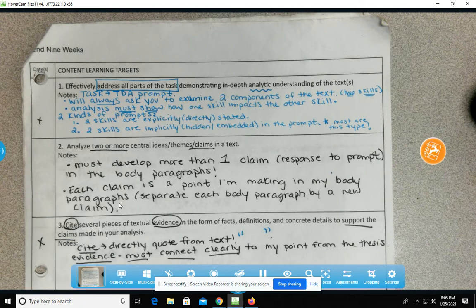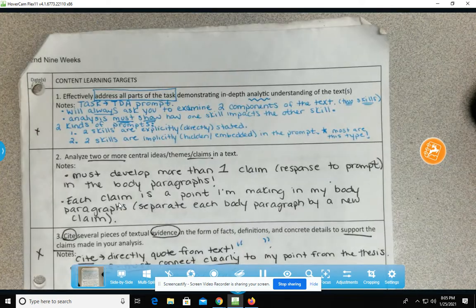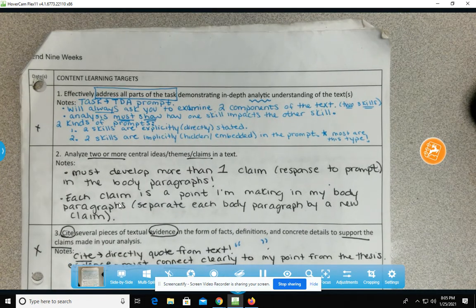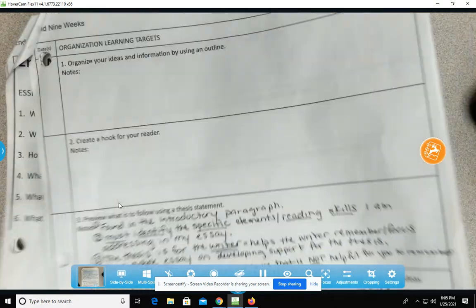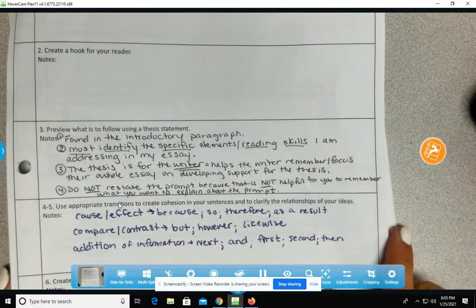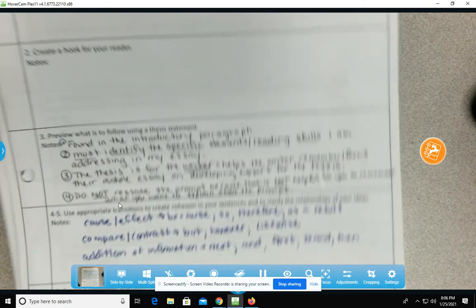After we do that, we then actually head into our next part, which is a learning target from the organization category. And that is organization number 3, to preview what's to follow using a thesis statement. We talk about how in our thesis statement, we want to address what we're going to cover in the prompt. We don't restate the prompt.